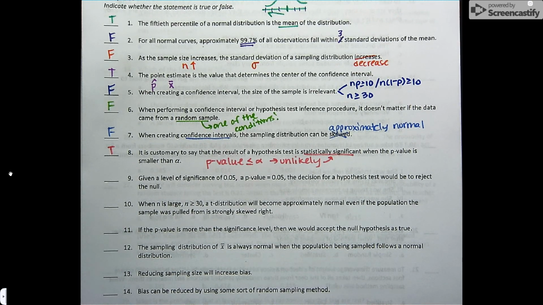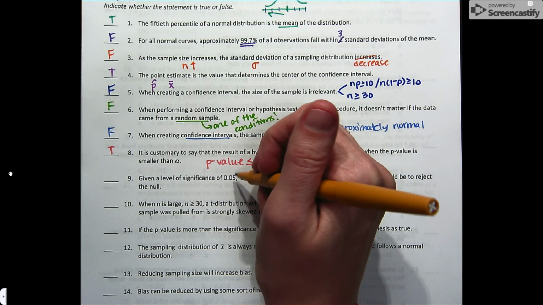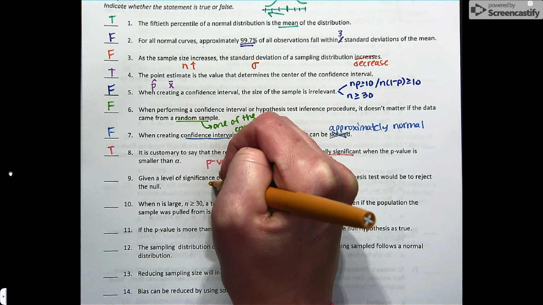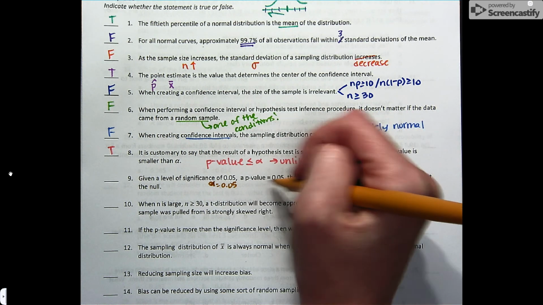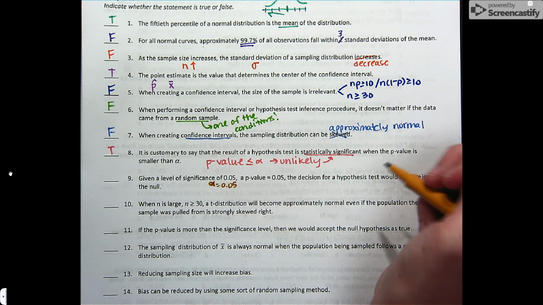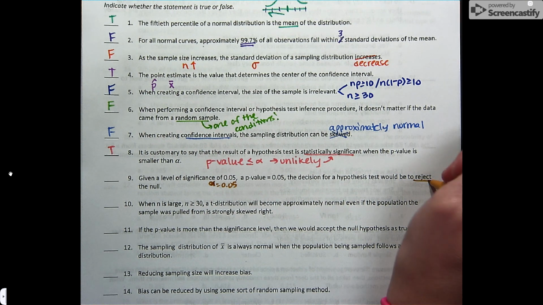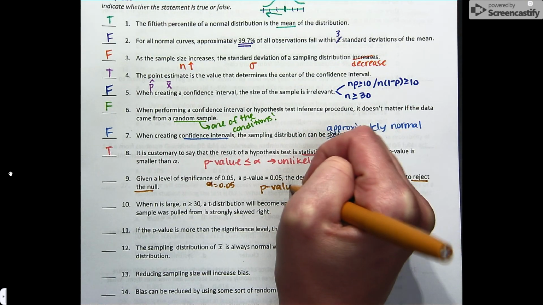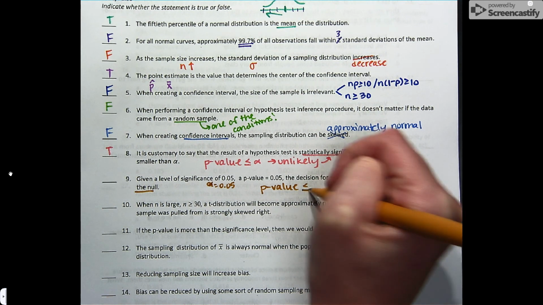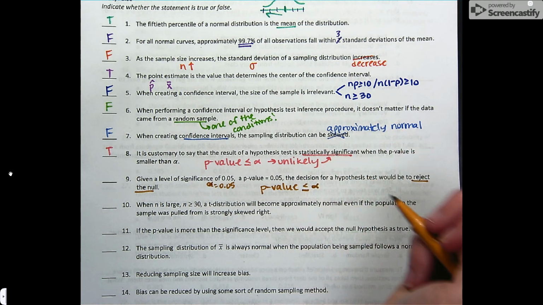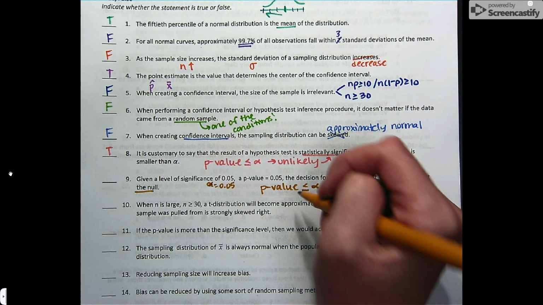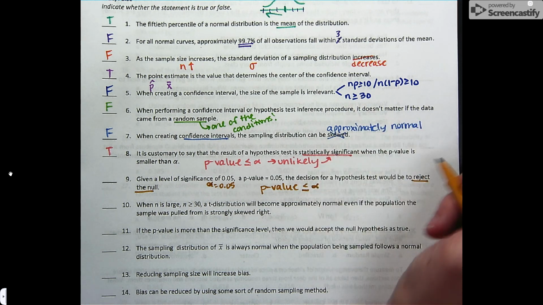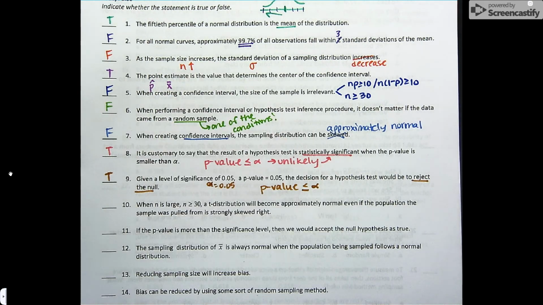Okay, number 9, given a level of significance of 0.05, which is the only level of significance that we'll use for alpha, a p-value of 0.05, the decision for a hypothesis test would be reject the null. Since my p-value of 0.05 is less than or equal to alpha, which is 0.05, remember it can equal, then you would reject the null because it's so unlikely that you do reject the null hypothesis.